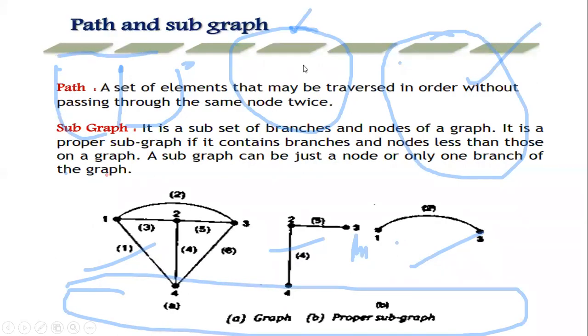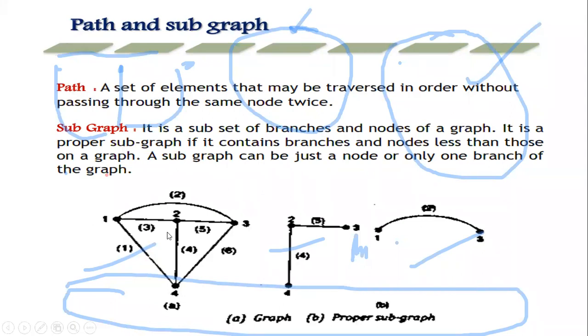After that, we have path and subgraph. So path is a set of elements that may be traversed in order without passing through the same node twice. So you should not be passing the same node again. That is the path.